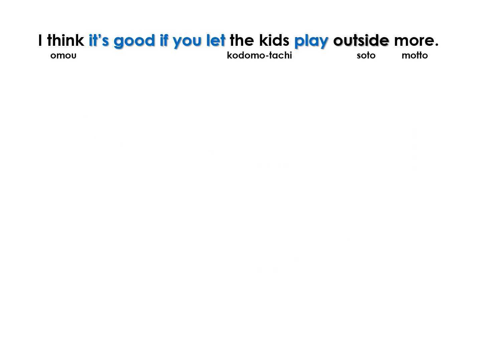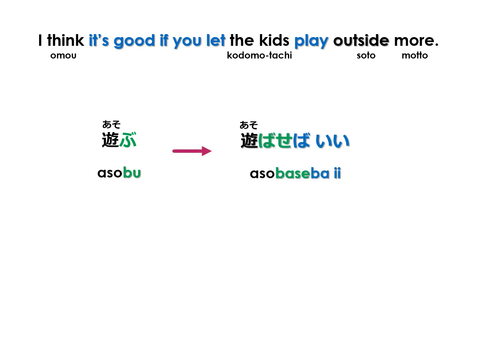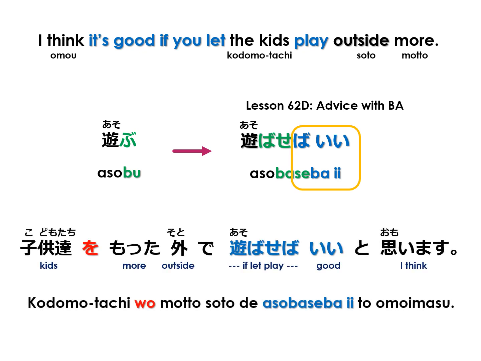I think it's good if you let the kids play outside more. The verb is a combination of causative and advice. To play is asobu, and conjugating for causative and advice, we get asobaseba i. You can review making advice using the conditional ba conjugation in lesson 62D. The whole sentence in Japanese, 子供たちをもっと外で遊ばせばいいと思います.